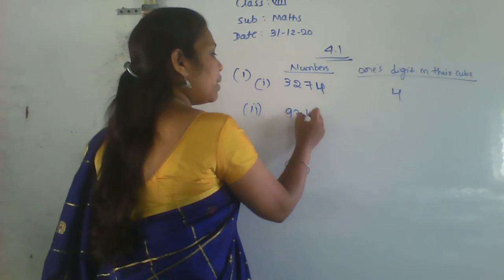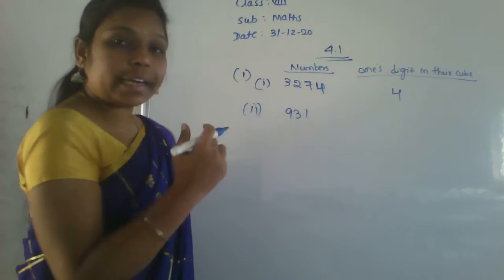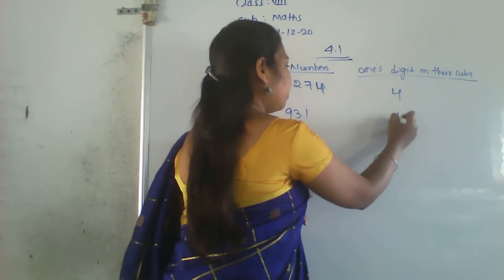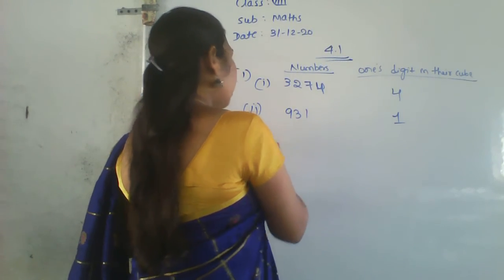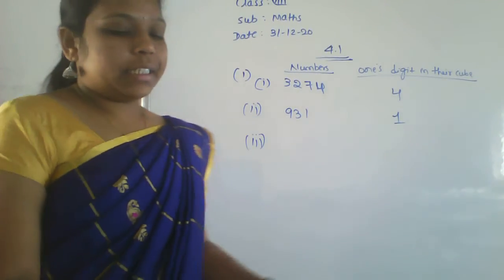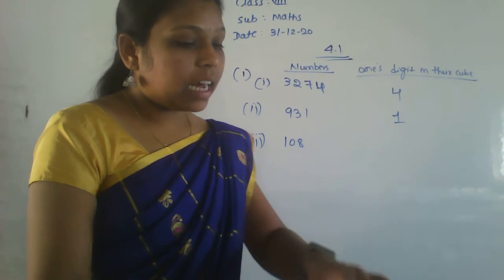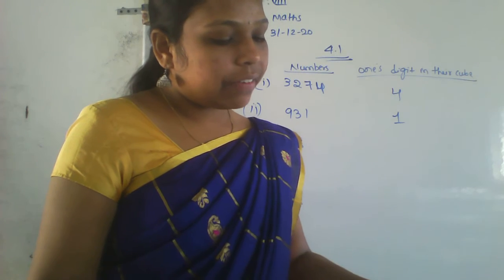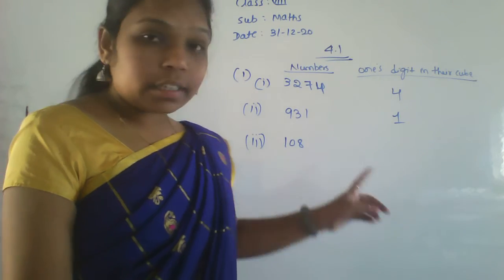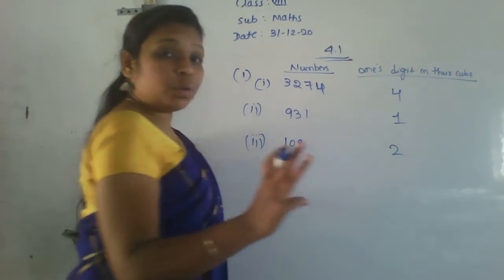931. Here the number is ending with the 1. Then what is the ones digit in their cube using the property? It is 1 only. Right. Next, third one. What is the third number? 108. Here the number is ending with the 8. Observe the property. If a number is ending with the 8, the cube of that number ends with the digit 2. So the ones digit in their cube is 2.